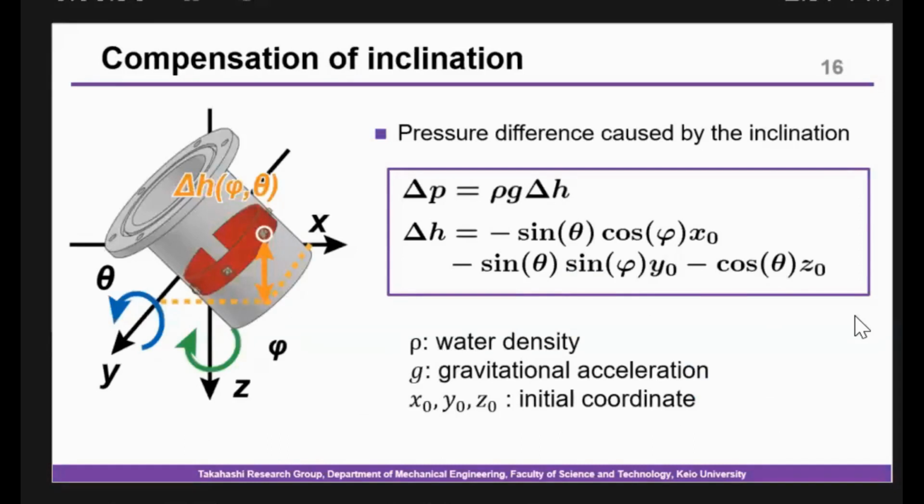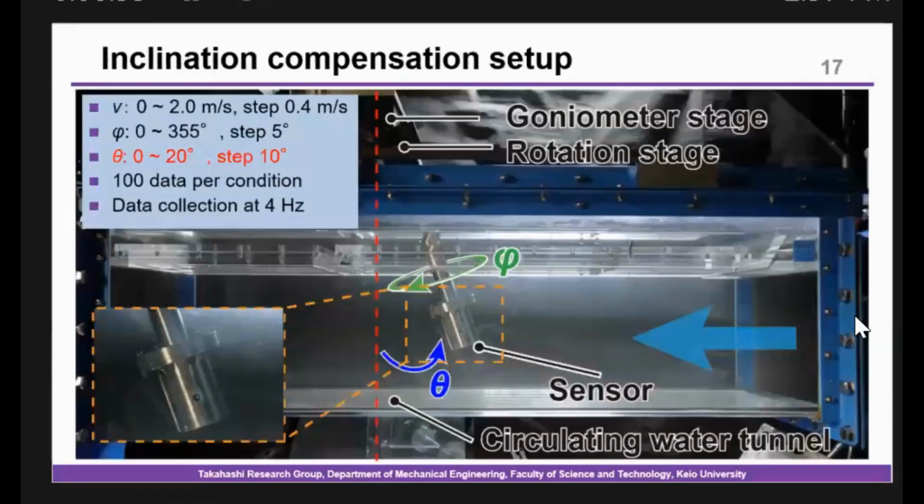Next, we conducted experiments for inclination compensation. Pressure differences caused by inclination are represented by these formulas. We computed using these formulas by inputting values given under the experimental conditions. Here is a photo of the inclination compensation setup. We use a goniometer stage to incline the sensor. We tested three inclination conditions: inclination of 0, 10, and 20 degrees.